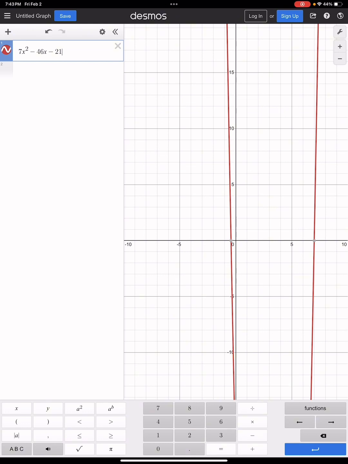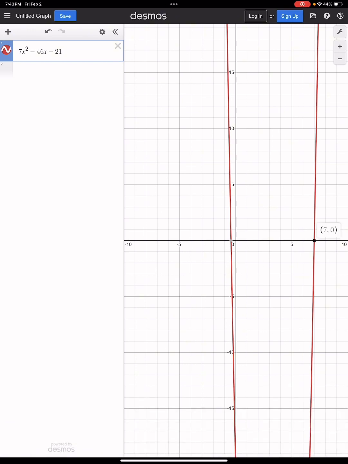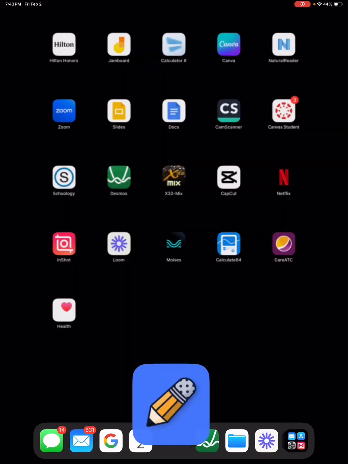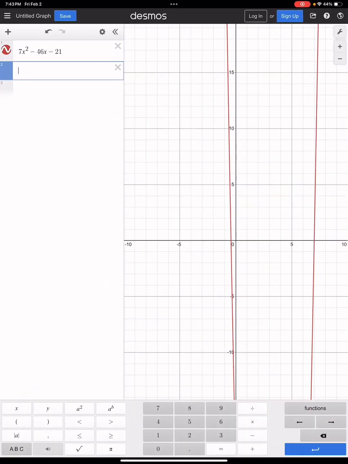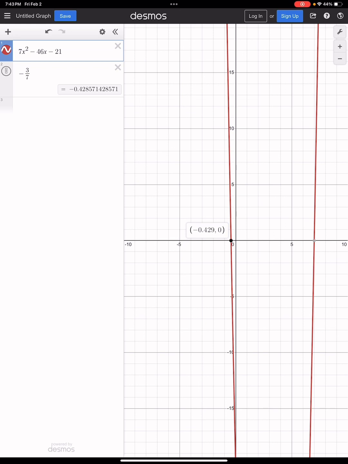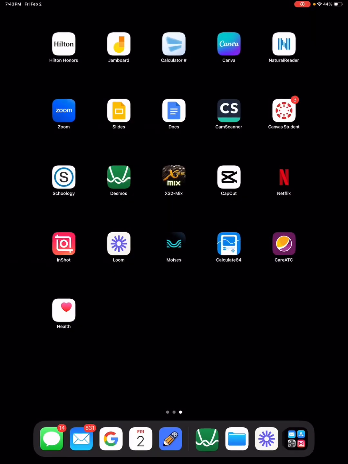All right. And according to this, one of our zeros is 7. And let's see if that's what we said. Oh, we said it was 7 right here. And the other one, we said negative 3/7. Let's see if that's what Desmos says. If I put negative 3 divided by 7, I get 0.428. And if I look at this dot here, they put 0.429 because they use this 5 to round. So it's the same answer, and there we go. Okay? All right, so that's how you check your work.